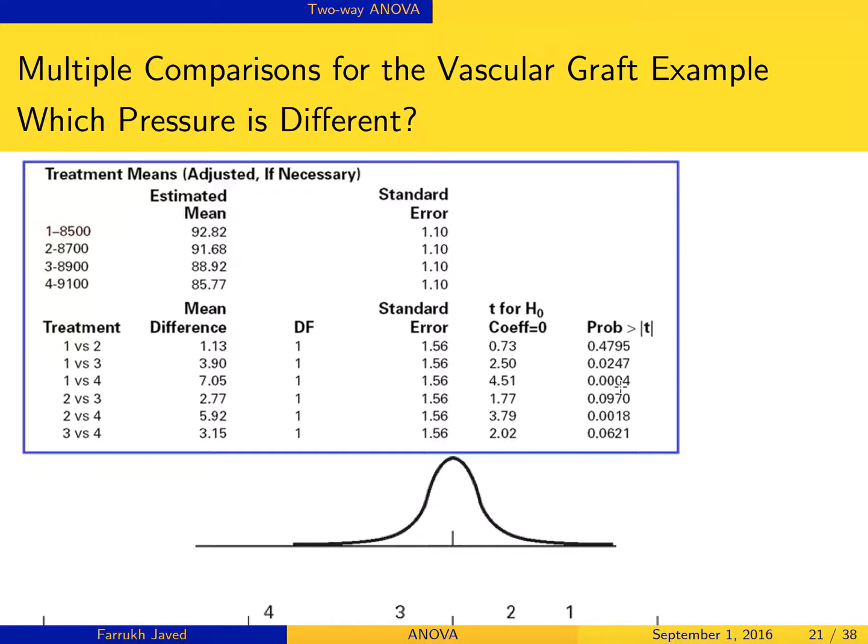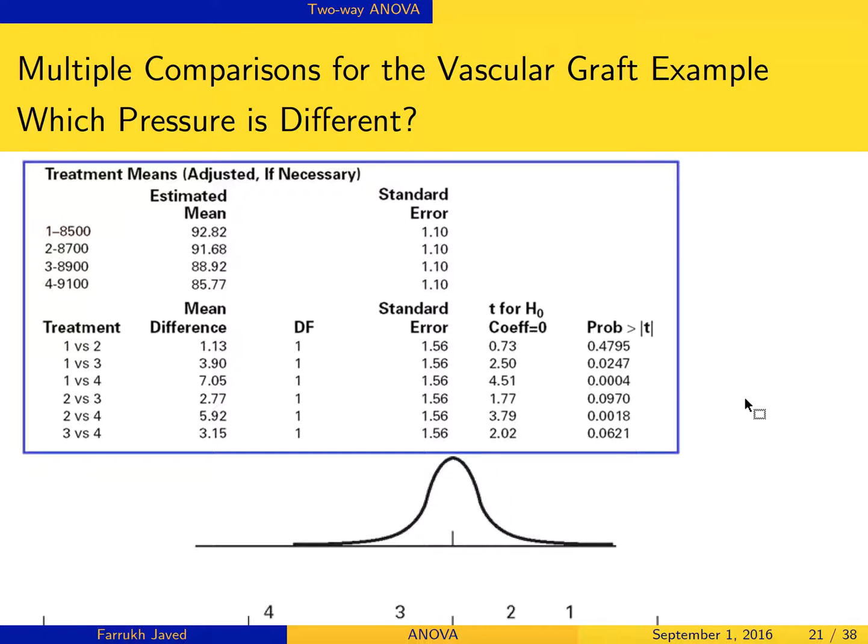Here we can reject significantly at both 5 and 1%. Here we cannot reject at both 5 and 1%. Here we can reject, here we can't reject. So it means that 1 and 2 are not significantly different, 2 and 3 are not different, and 3 and 4 are not different, but the others are different.